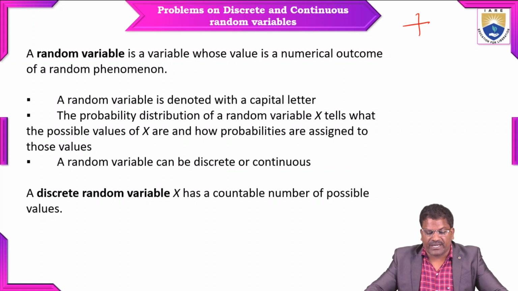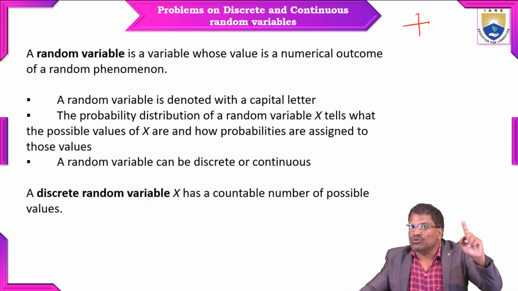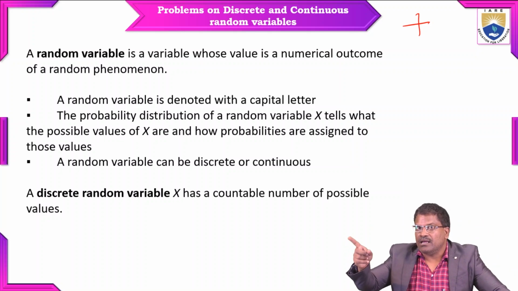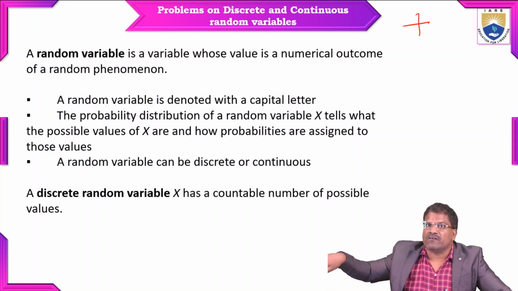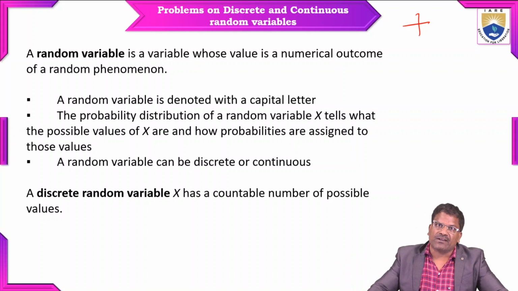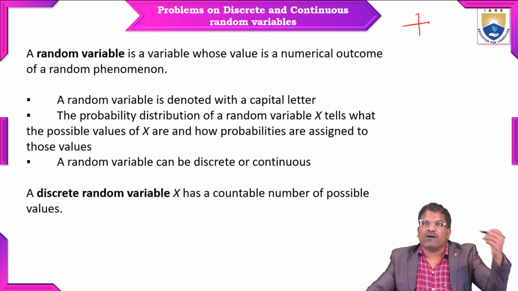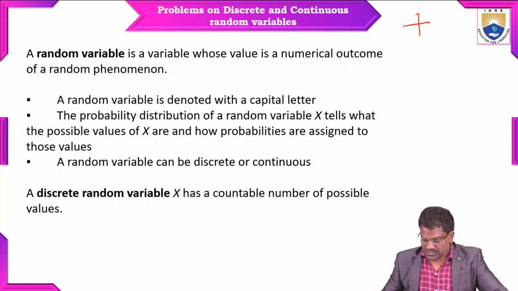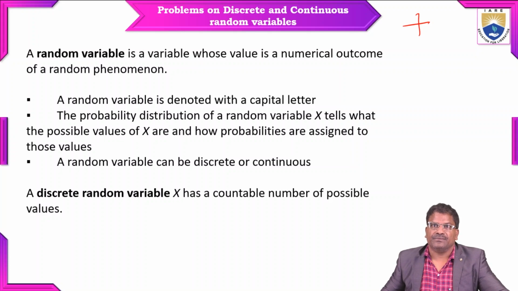A random variable can be discrete or continuous, but how can we judge? By two main properties, countable or uncountable. If it is countable, this comes under discrete. If it is uncountable, it comes under continuous. So a discrete random variable X has a countable number of possible values. A continuous random variable has unlimited values. Its value comes under a range or interval.